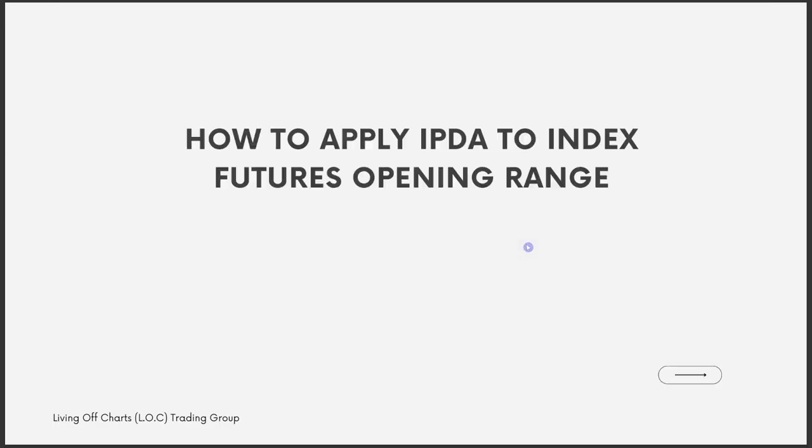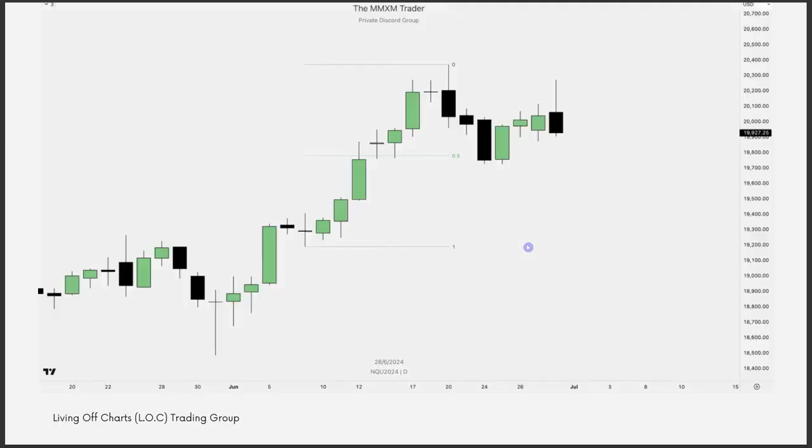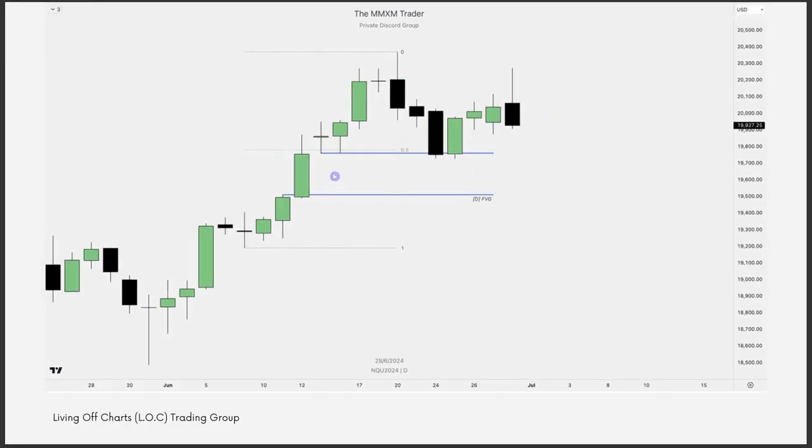Now, how do we apply the IPDA to the index futures opening range? So over here we've got the Nasdaq daily chart. Always mark out your premium and discount levels, right? We've got the discount low until the discount high up here. We can see price dips back into discount and comes over here, and we're going to be focusing on using that key level, right? We want to have a key level in discount, preferably with SMT. That makes it even higher probability.